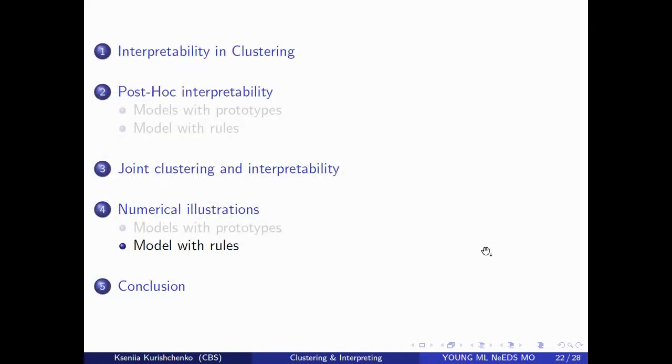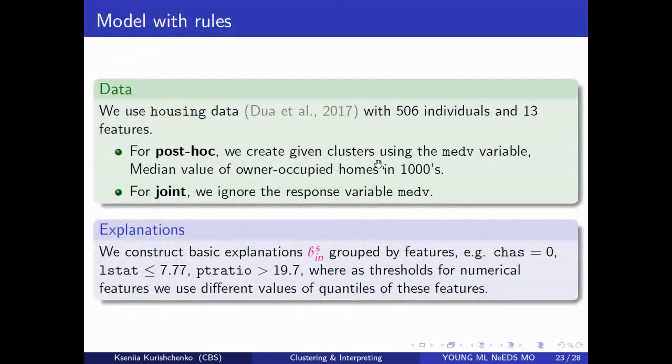Okay, so now I want to move to modeling this result with rules. And as you remember, I told you this model can be considered for post hoc interpretability and for joint interpretability. We are using here housing data, which is used for regression. But we will ignore response variables when we do clustering. And when we have to have given clusters, we will use this variable to construct clusters by considering different quantiles of this response variable. And as basic explanations, we construct such rules as here, where each threshold for numerical variables is different values of quantiles for these features.